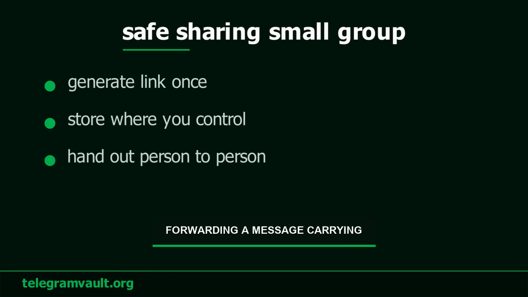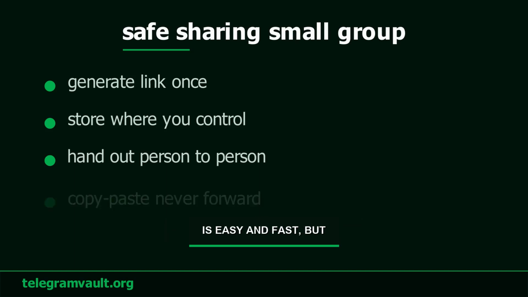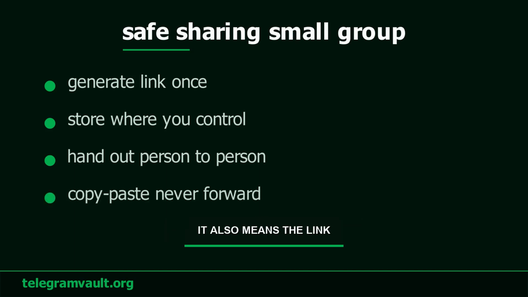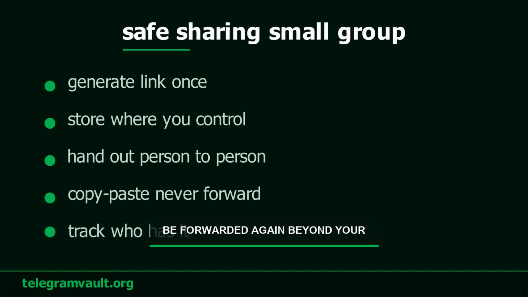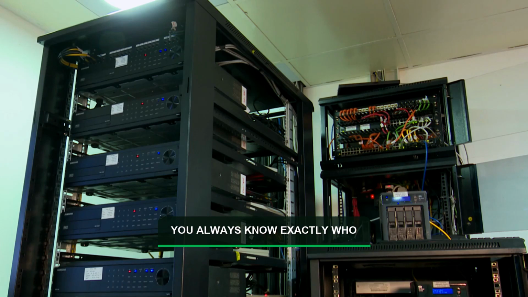Then hand it out person by person rather than forwarding it. Forwarding a message carrying a proxy link inside Telegram is easy and fast, but it also means the link is now sitting in another chat history where it can be forwarded again beyond your circle. Copy and paste deliberately rather than forwarding, so you always know exactly who has it.